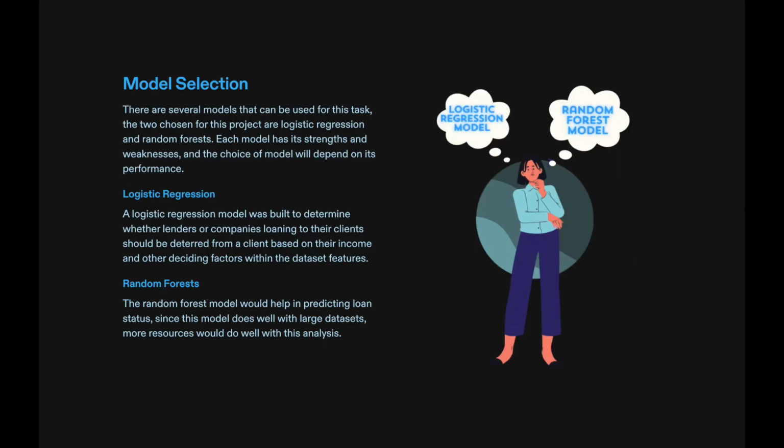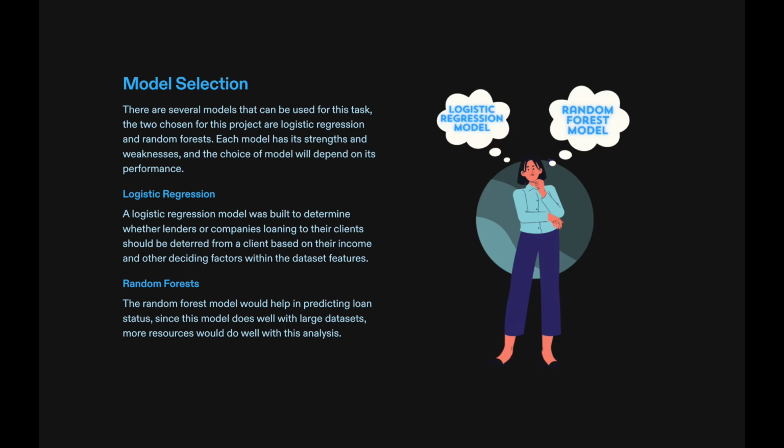There are several models that can be used for this task. The two chosen for this project are logistic regression and random forest. Each model has its strengths and weaknesses, and the choice of model will depend on its performance. A logistic regression model was built to determine whether lenders or companies loaning to their clients should be deterred based on their income or other deciding factors within the dataset features. The random forest model would help in predicting loan status, since this model does well with large datasets.